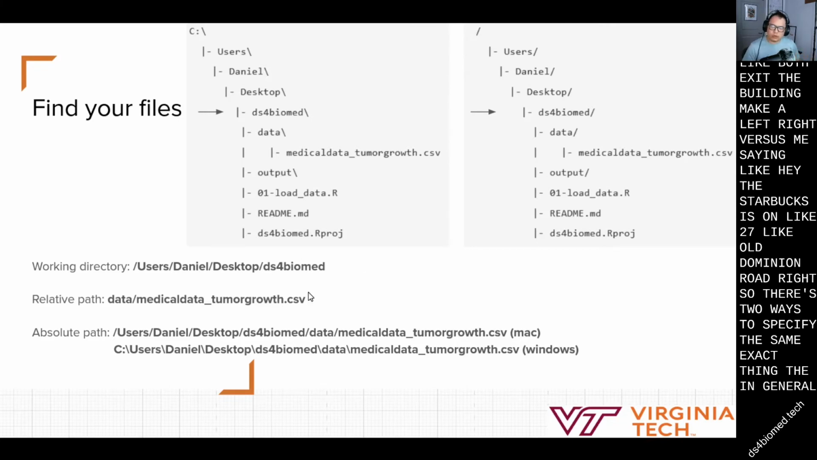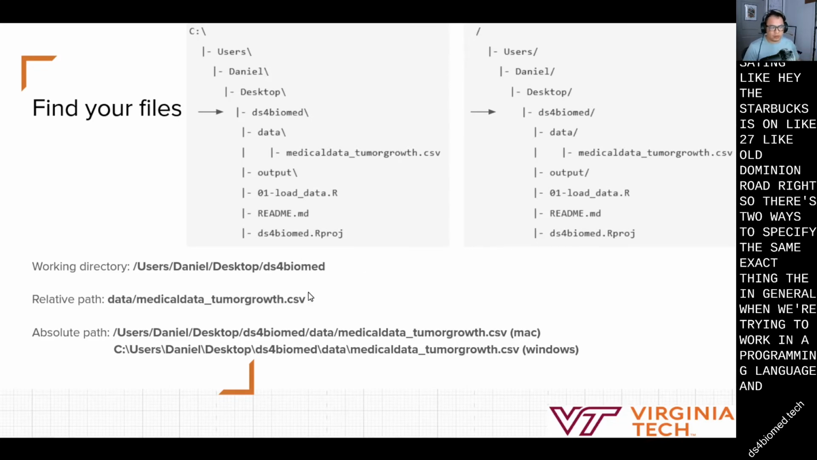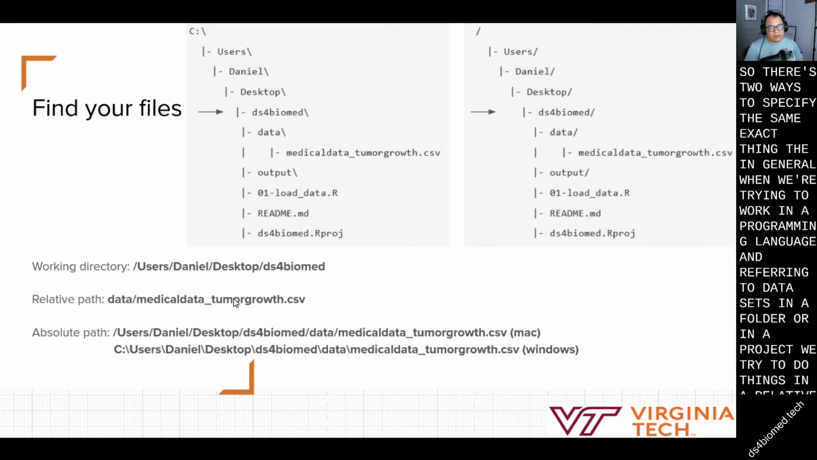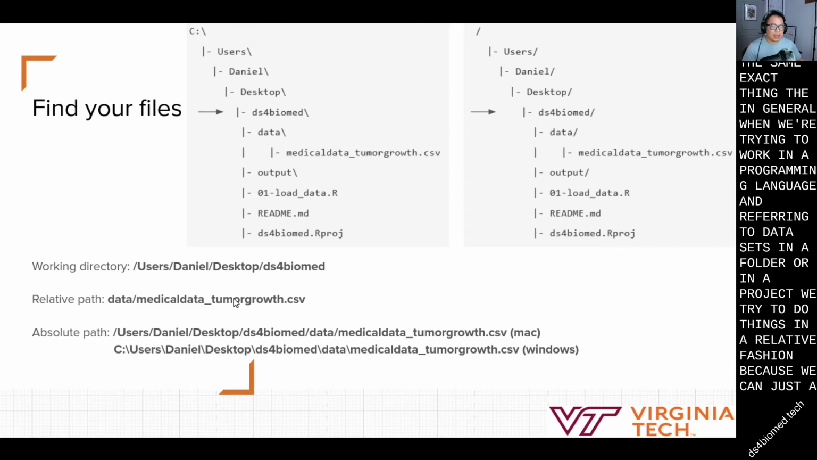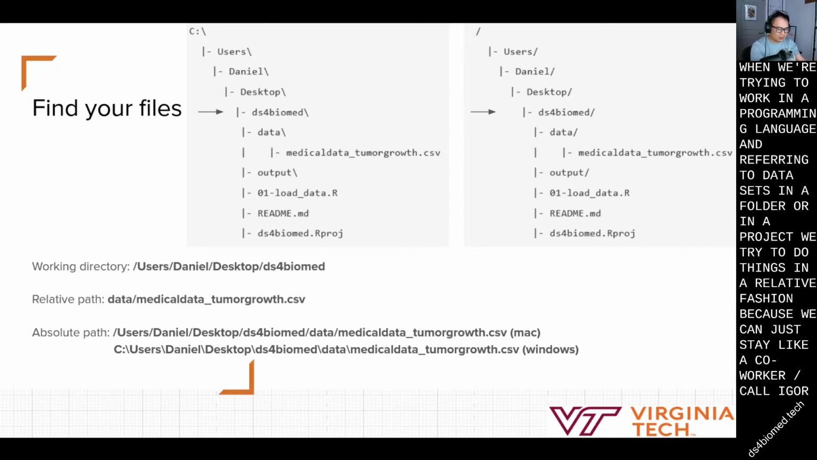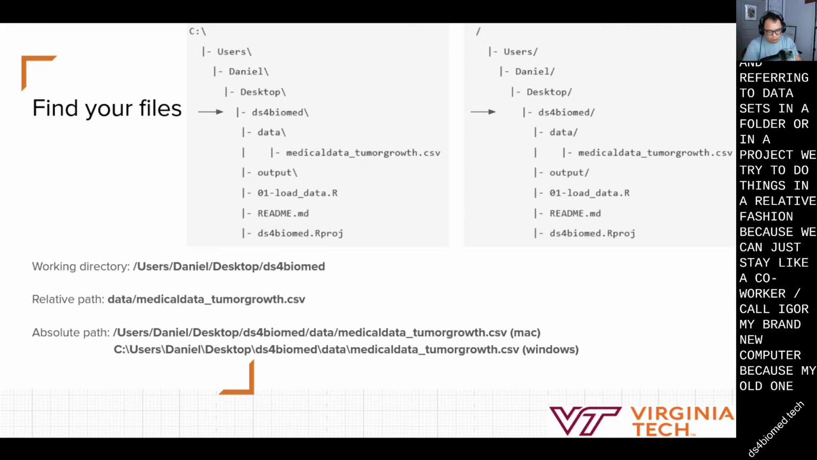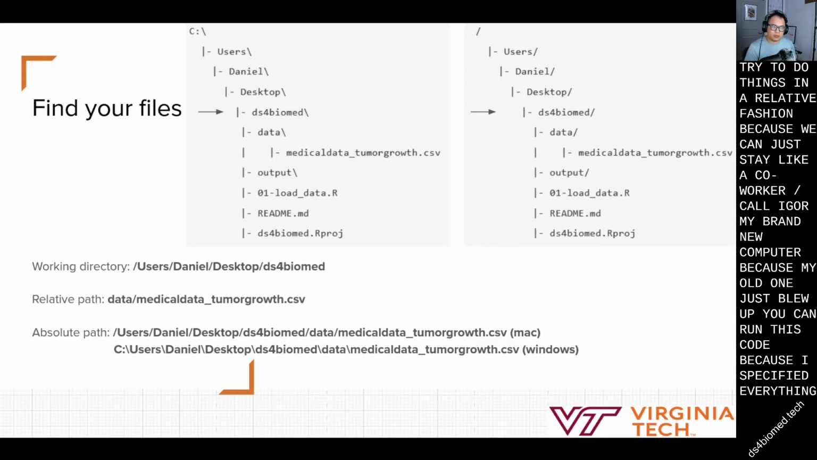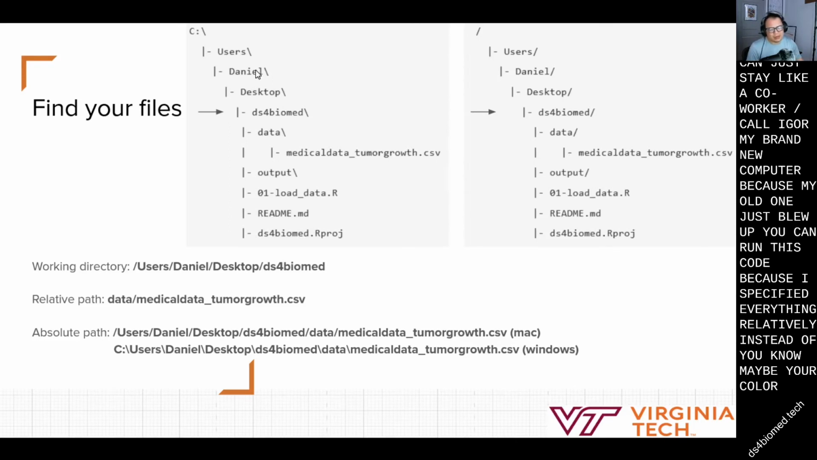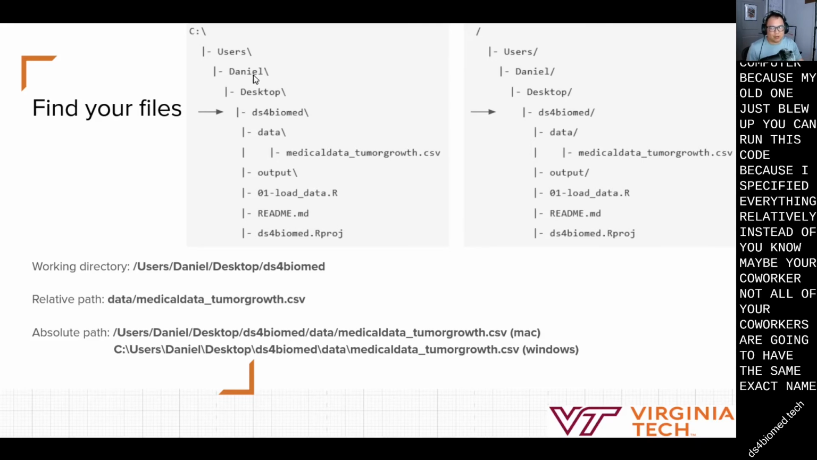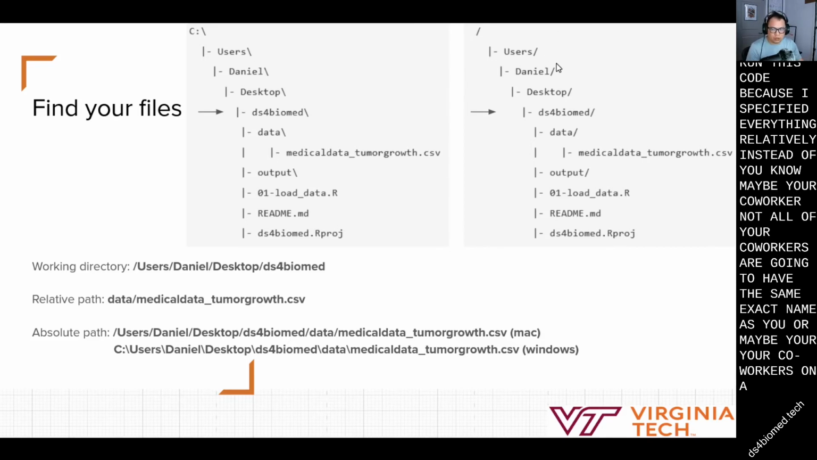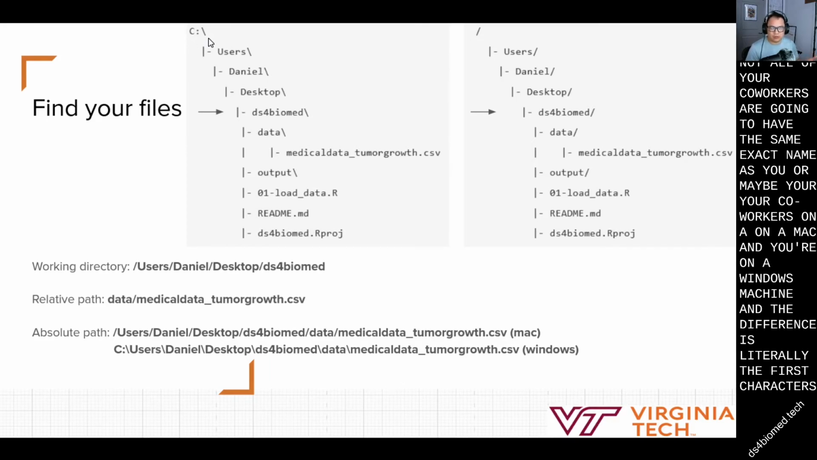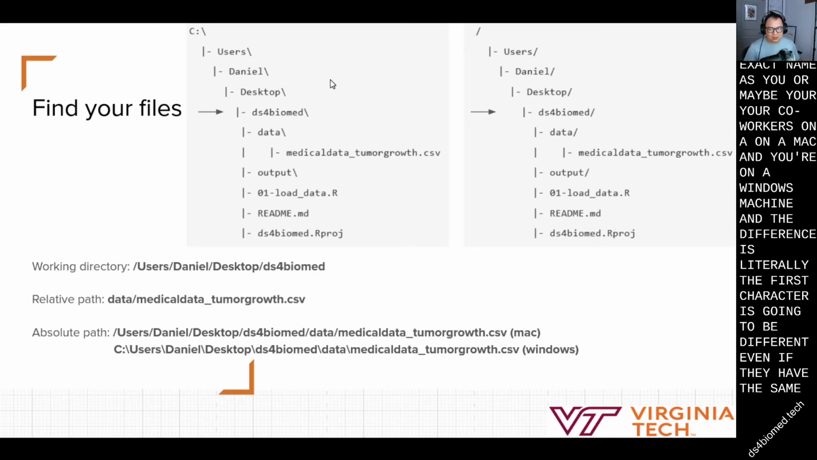In general, when we're trying to work in a programming language and referring to data sets in a folder or in a project, we try to do things in a relative fashion, because we can just say, hey, coworker or colleague, or my brand new computer because my old one just blew up, you can run this code because I specified everything relatively. Not all of your coworkers are going to have the same exact name as you, or maybe your coworker is on a Mac and you're on a Windows machine, and the difference is literally the first character is going to be different, even if they have the same name as you.